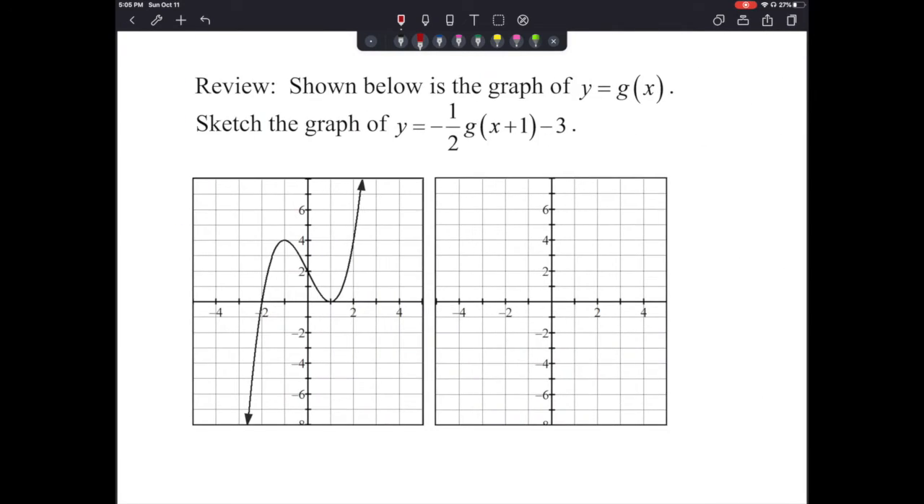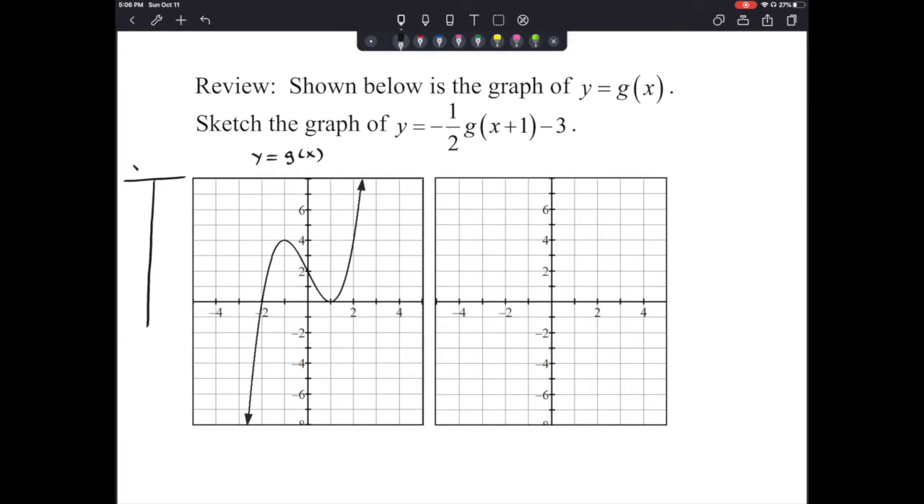Let's move on. So review, shown below is the graph of y equals g of x. Sketch the graph of y equals negative 1/2 g of the quantity x plus 1 minus 3. So we've got some transformations happening. Let's start out with our y is equal to g of x. All right, that's our graph on the left.